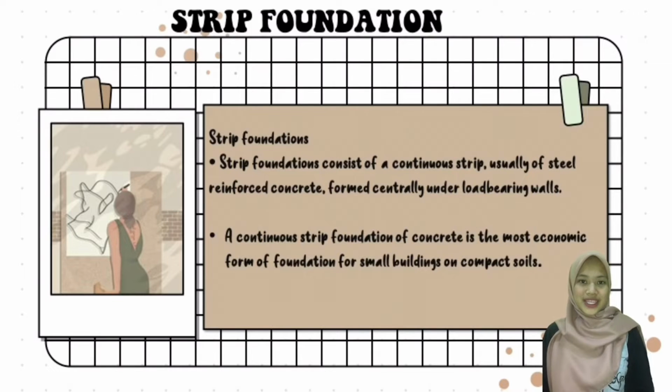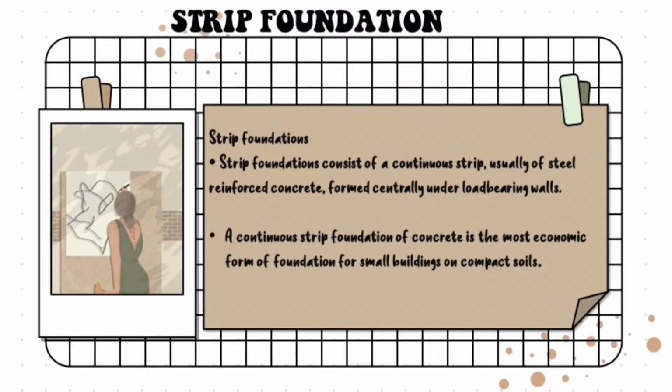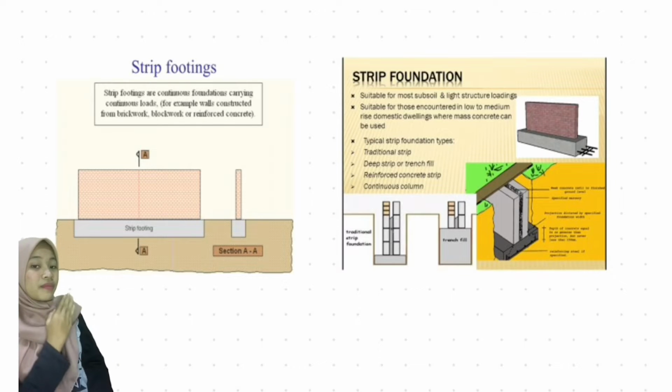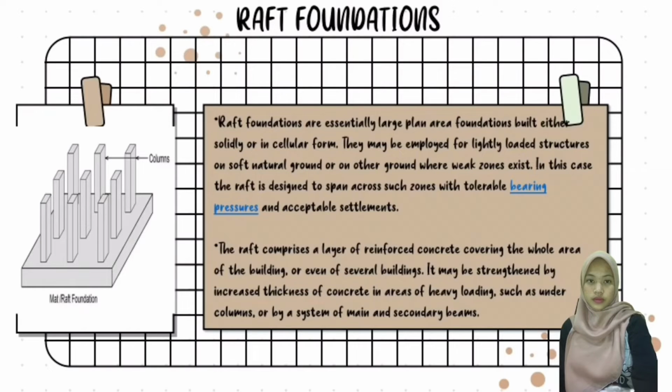The second one is the strip foundations. Strip foundations consist of a continuous strip, usually of steel reinforced concrete, formed continuously under the load-bearing wall. A continuous strip foundation of concrete is the most economic form of foundation for small buildings of compact size. So now you can see more detail about the strip foundations.